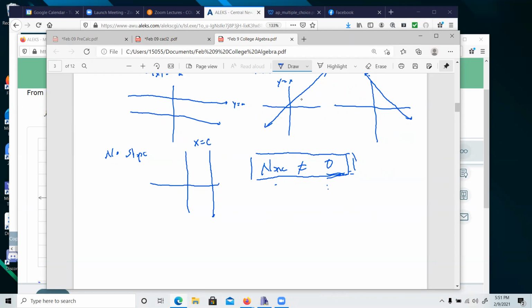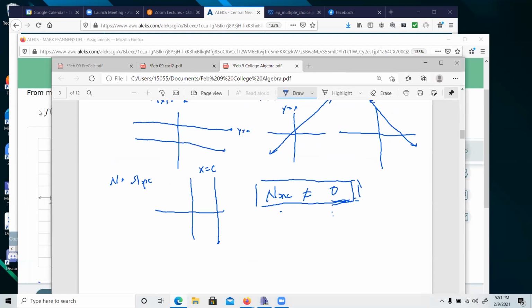No. None is not 0. Okay, these are different things. So in math, 0 and none mean two different things. In English, not so much. But in math, none is not the same as 0. All right, so be careful about that.